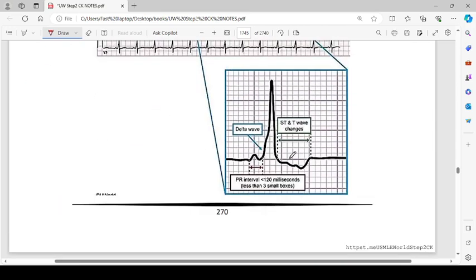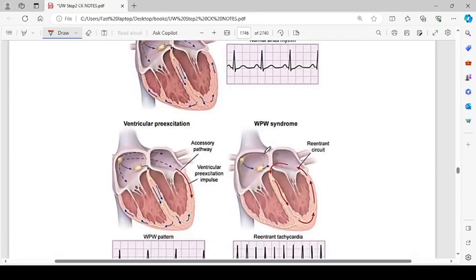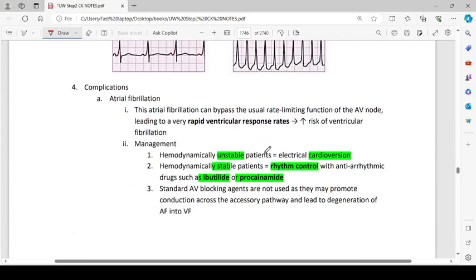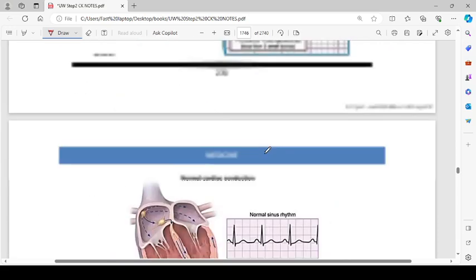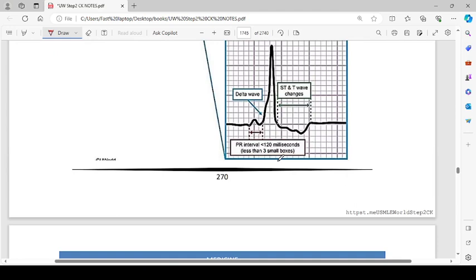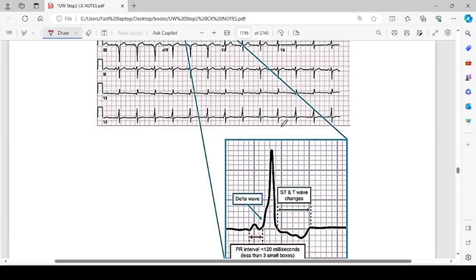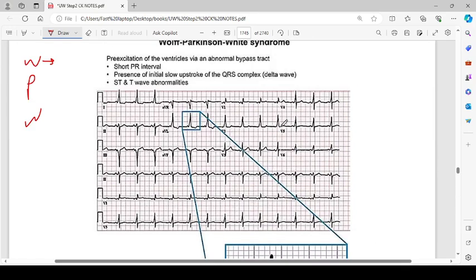PR interval, delta wave. The PR interval is less than 120 milliseconds, less than 3 boxes, and ST and T wave changes will be there. Presence of an initial delta wave. Okay, just give me a second.